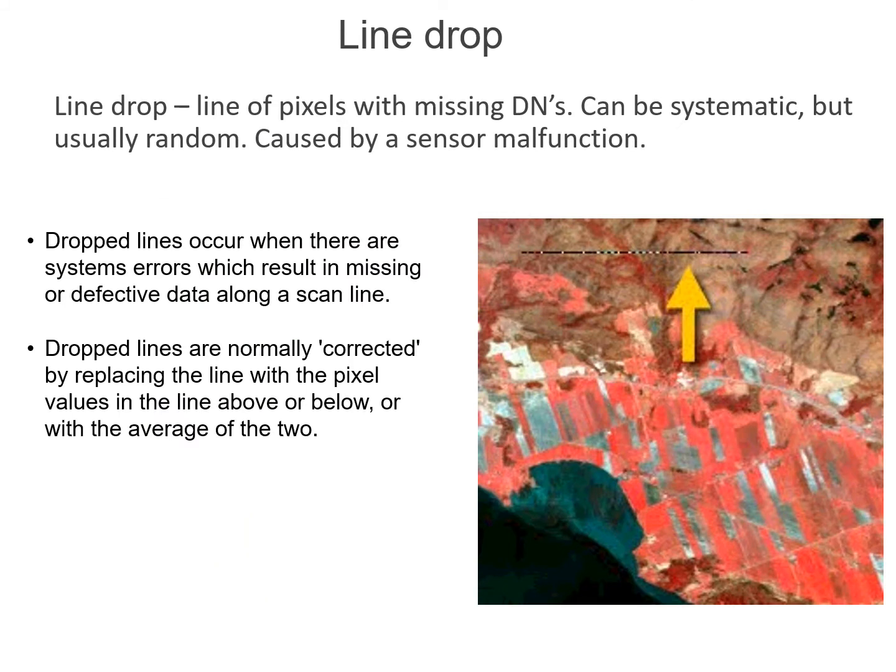Line drop. Line drop is lines of pixels with missing digital numbers. It can be systematic, but it's usually random, and it's caused by a sensor malfunction. So there are system errors, which mean that data just wasn't correctly stored. That data is essentially missing. Normally, that's corrected by replacing the line with data from the pixel values in the line above or below, or possibly with the average of the pixel values from above and below.